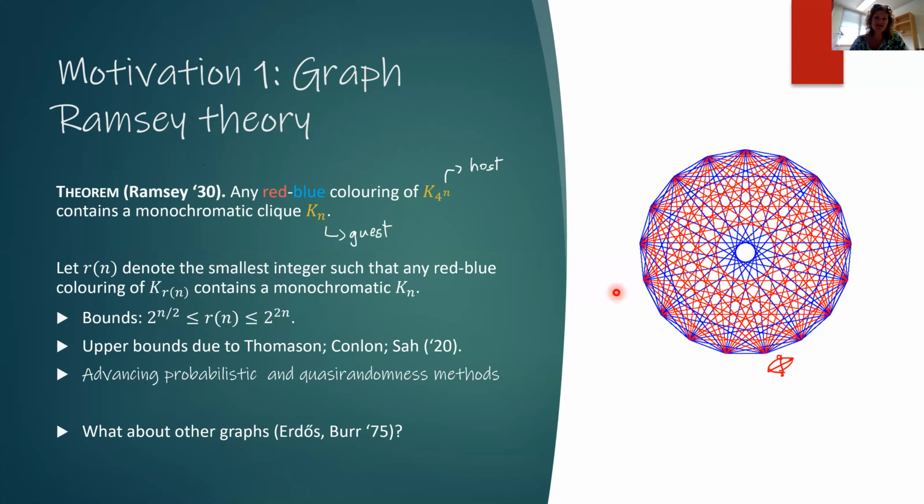And let me just emphasize that, of course, you cannot control which color you get. So an adversary, an enemy, comes and colors this graph, and in particular, the enemy can color everything blue. Then you only get a blue clique.